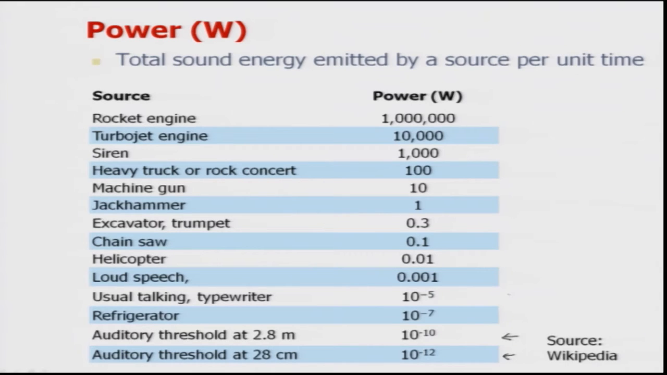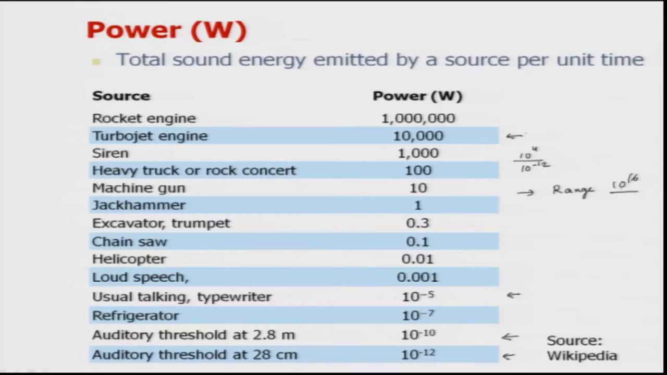And then when we are talking, it's about 10 to the power of minus 5 watts. Loud speech is about a few milliwatts. And then for a turbojet engine, it's as high as 10,000 watts. So once again, we see that the range of power is also extremely large. At one end, it is 10 to the power of 4 watts in this case, and at the low end, it is 10 to the power of minus 12 watts. So the range is something close to 10 to the power of 16. Once again, this entire range cannot be depicted on a linear scale.